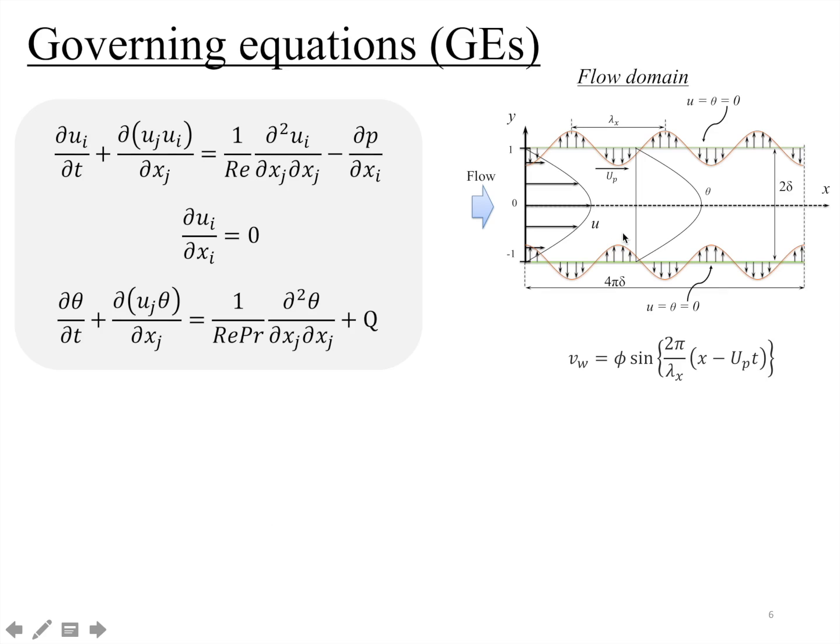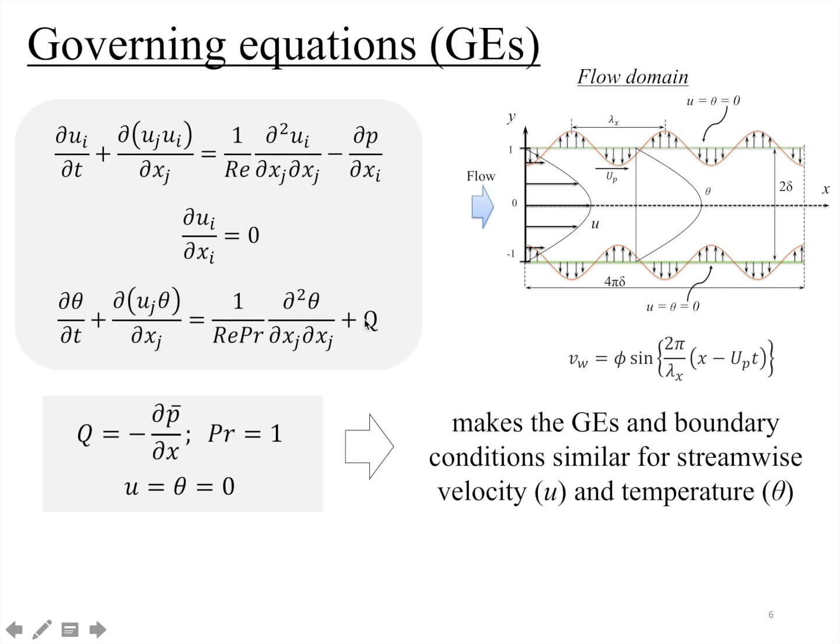We consider 2D channel flow subjected to a traveling wave like wall blowing section where the traveling wave is characterized by its amplitude phi, wavelength lambda x, and phase speed up. The governing equations are the Navier-Stokes equation and continuity equation for velocity and the scalar transport equation for temperature. Here, Q in the scalar transport equation represents the heat generation term and we set it equal to the mean pressure gradient driving the flow.